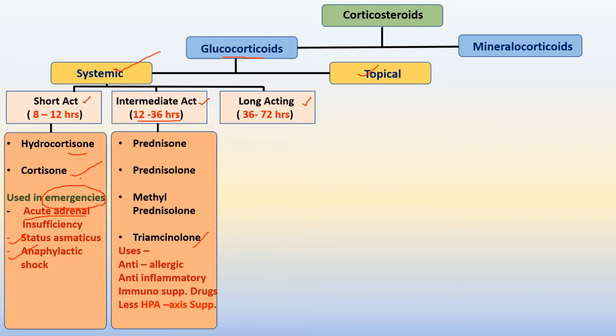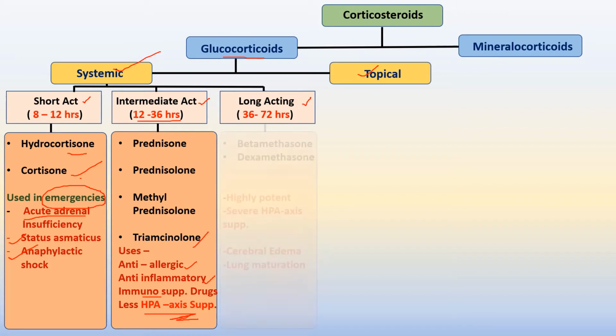These drugs are mainly used as anti-allergic, anti-inflammatory, immunosuppressant and also in malignancies involving lymphocytes because they have a property to suppress the lymphocytes. Again, they have a lesser degree of hypothalamus pituitary adrenal axis suppression, that is HPA axis suppression, and thus won't inhibit ACTH so much that it leads to adrenal atrophy.